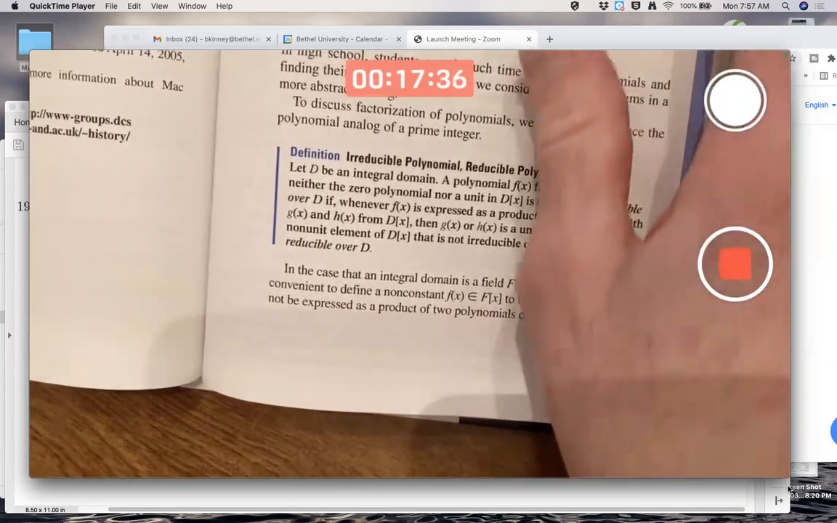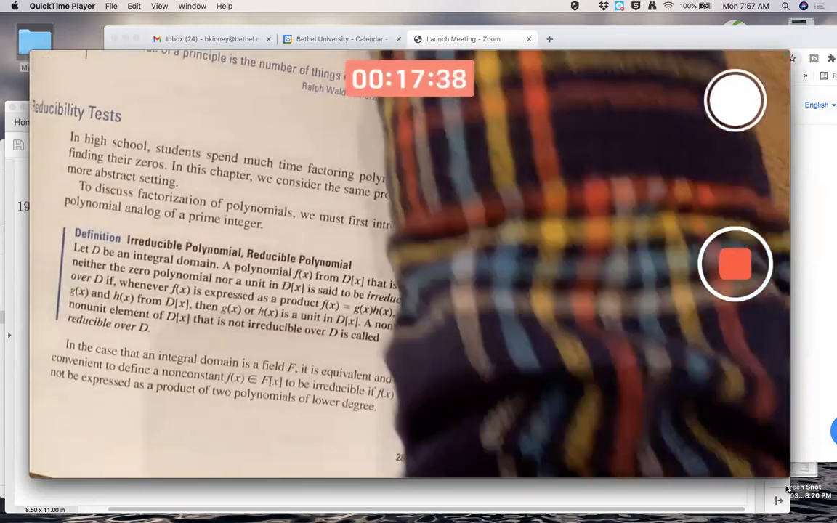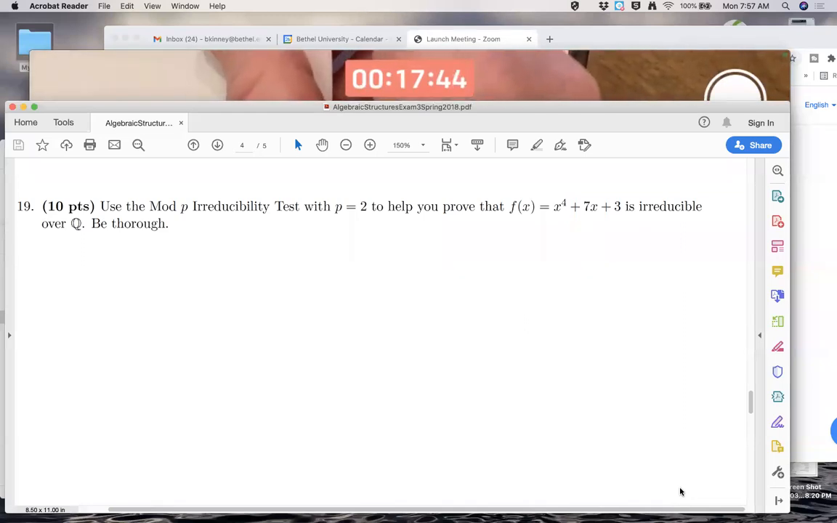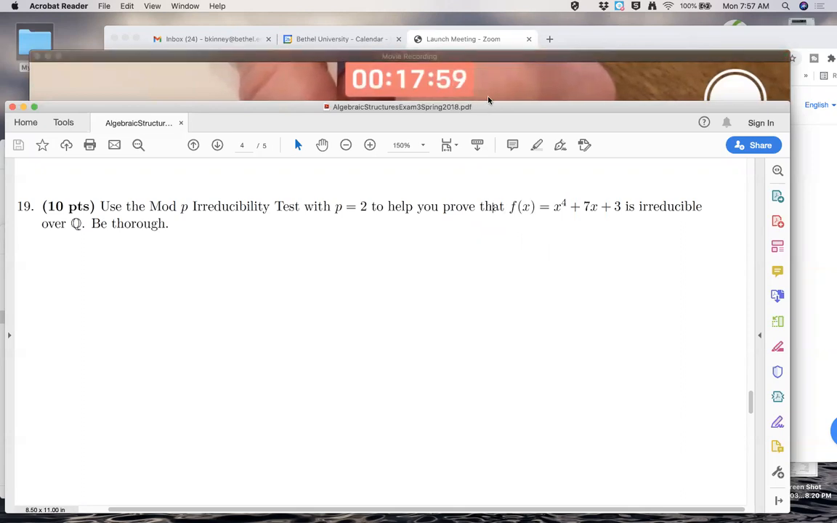So again, our goal in this problem is to show this is irreducible over Q. We want to show that you can't factor it as the product of two lower degree polynomials with coefficients in Q. That's the purpose of this. Remember, I said our main application is factoring, and understanding all about factoring, when you can do it and when you can't. That's our main application in these last 3 or 4 weeks of class.